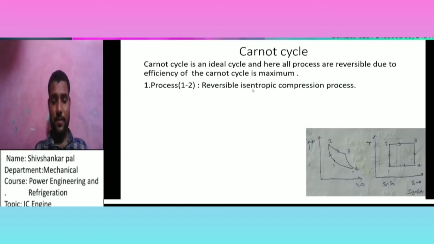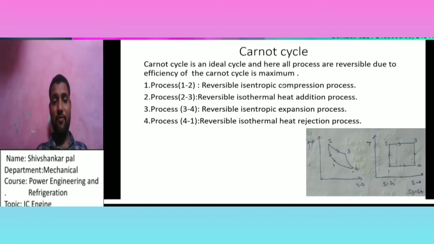Our first process, basically the first of four processes, 1 to 2, is reversible isentropic compression. What is isentropic? Isentropic means adiabatic plus reversible. Adiabatic means no heat transfer, so Q is constant. When Q is constant, that means S is constant.